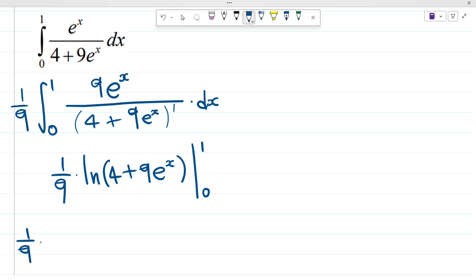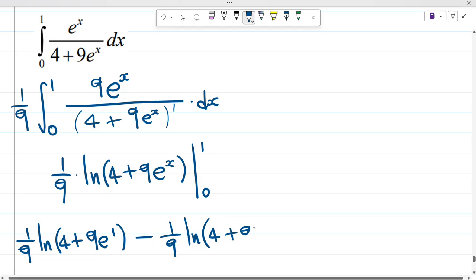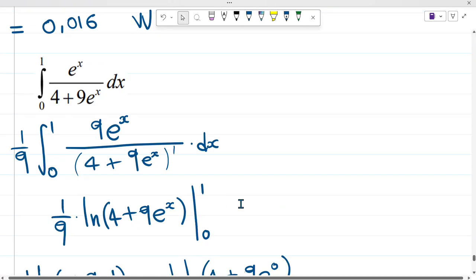This is going to be equivalent to 1 over 9 the natural log of 4 plus 9e to the power of x minus 1 over 9 the natural log of 4 plus, I didn't substitute the limit of 1. Sorry. What am I doing now? Is it because of 2 last questions that are left? So it means that I should make mistakes? Doesn't make sense.